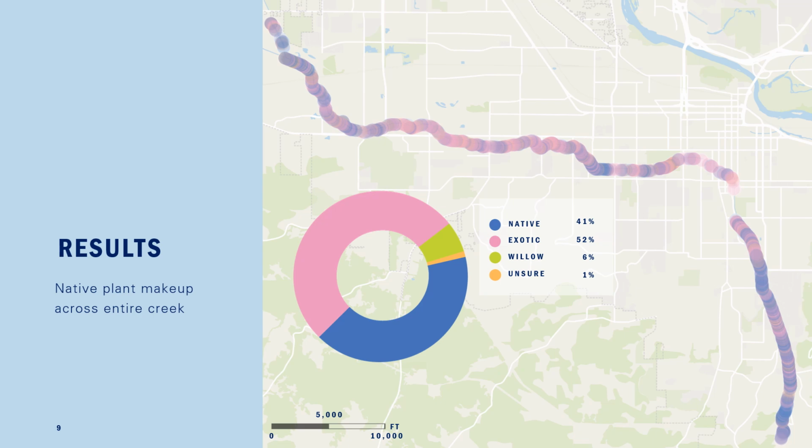Overall, my survey returned 41% native species and 52% exotics, including invasives such as Himalayan blackberry and English ivy. It's important to note that this only shows the presence of these species, not their prevalence in a given area. Generally, invasive species are more likely to take up more space and be marked as dominant than the natives.